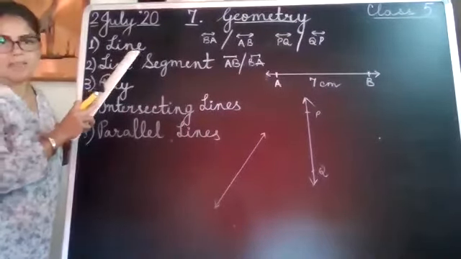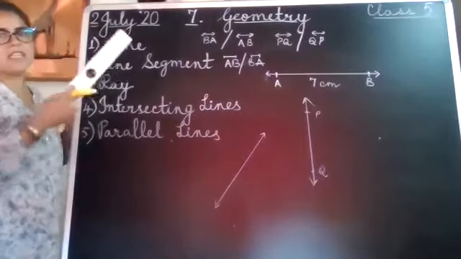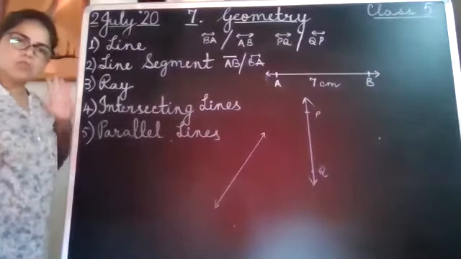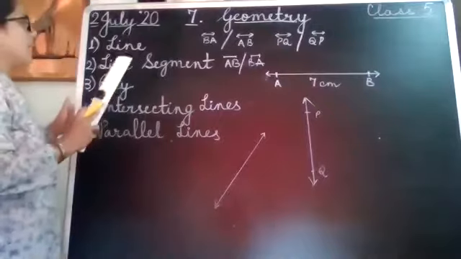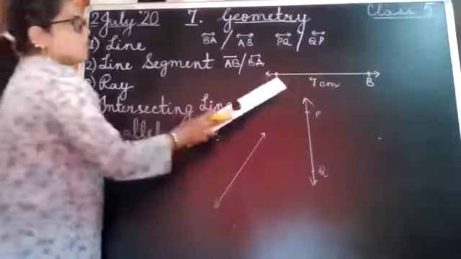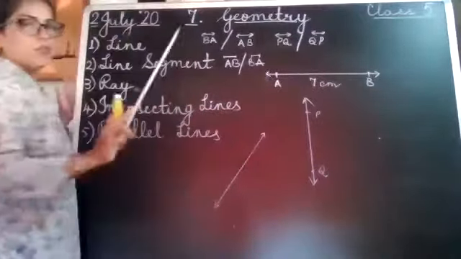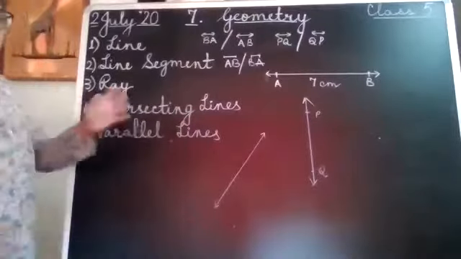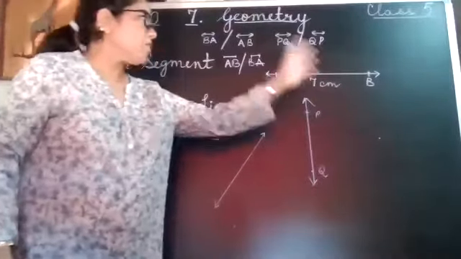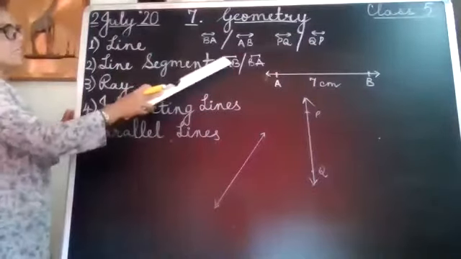This doesn't have any end point. It can be extended on both the sides endlessly. And line segment has two end points. You cannot extend it further because it has a fixed measure. Okay, and this is the symbol for line segment.